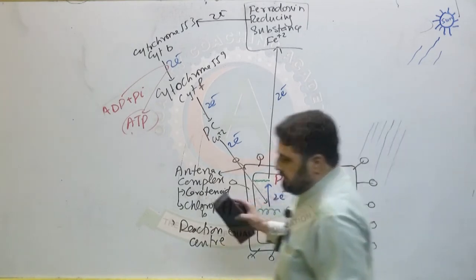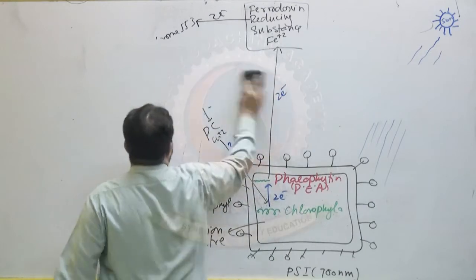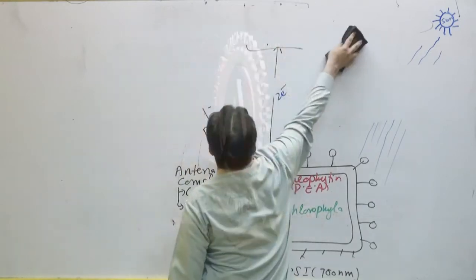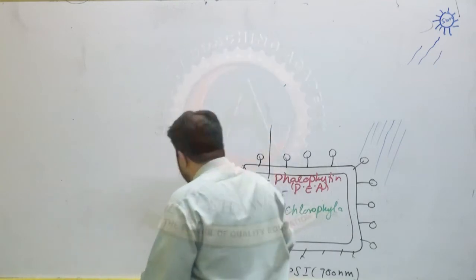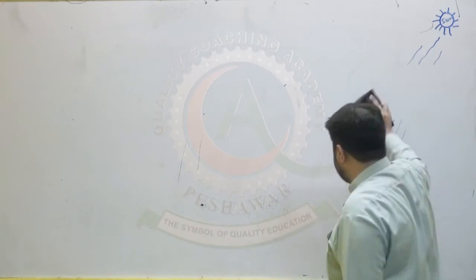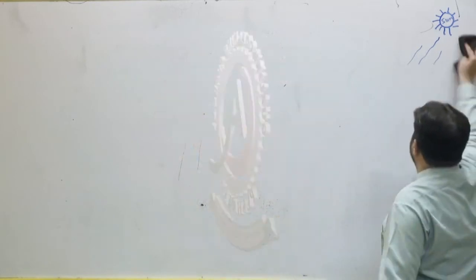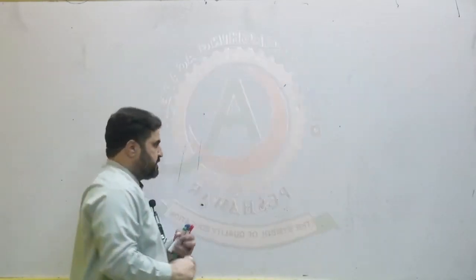So light reactions take place in the presence of sunlight. If sunlight is present, the light reaction will be there. If there is no sunlight, there will be no light reaction. But the second one, which we call the dark cycle, needs the product of the light reactions.